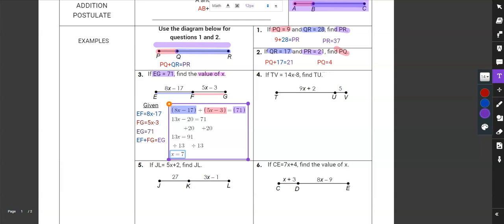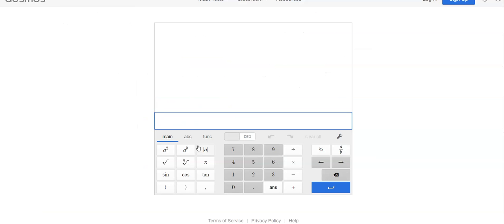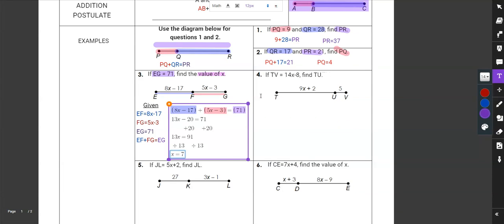Now I will be using Desmos for calculations in this class. Because it's right here and everything shows up, you are welcome again to use whichever calculator you please.